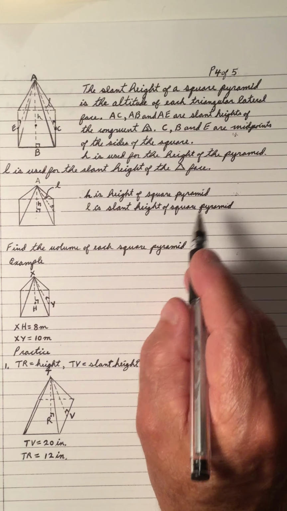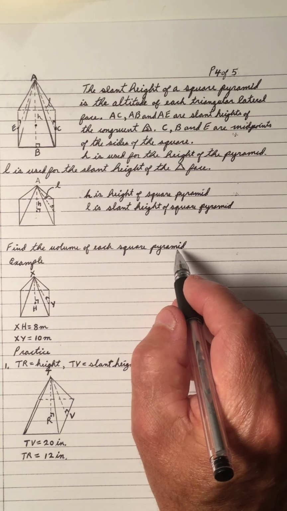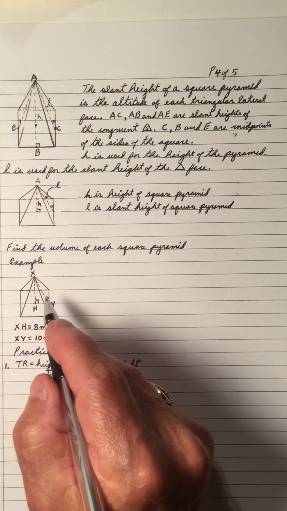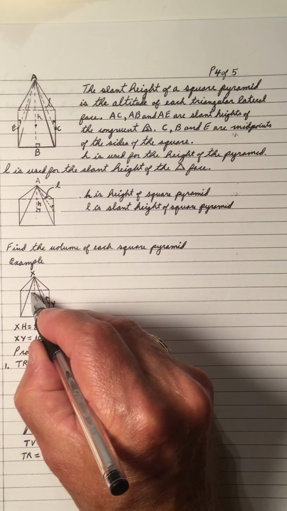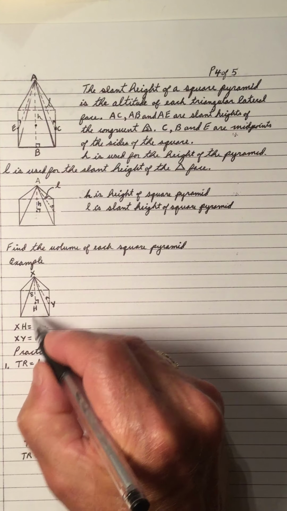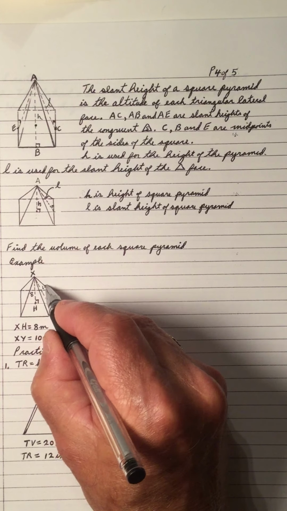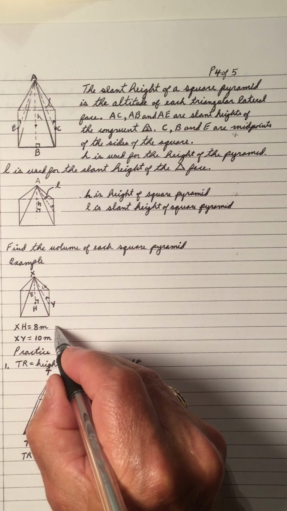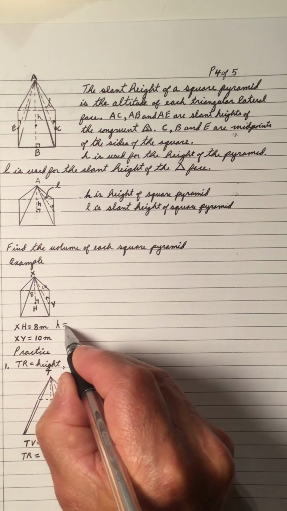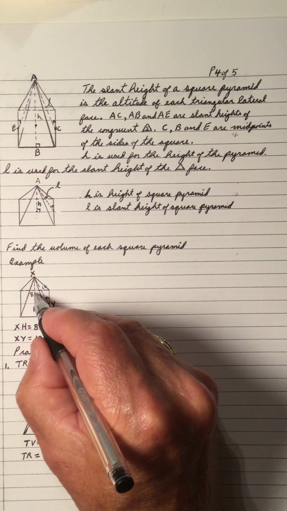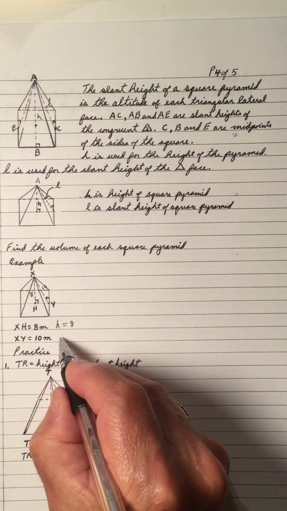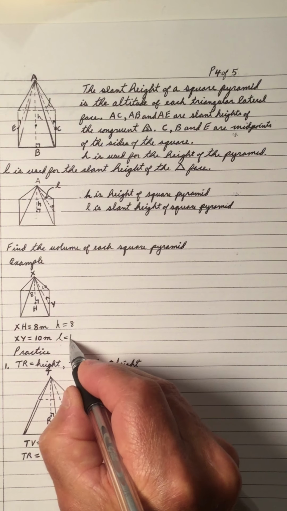Let's find the volume of the square pyramid. So what we have is a square pyramid. We have XH is 8. We have XY is 10. So note that that's the height. That's 8 down through here. We have XY is the slant height, L.